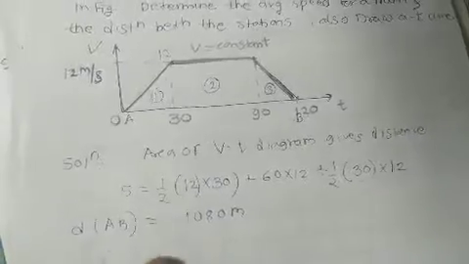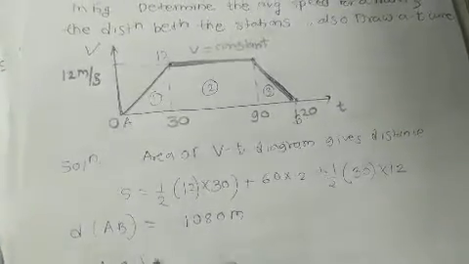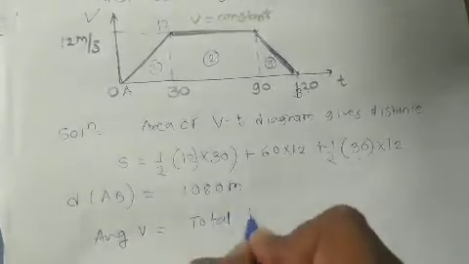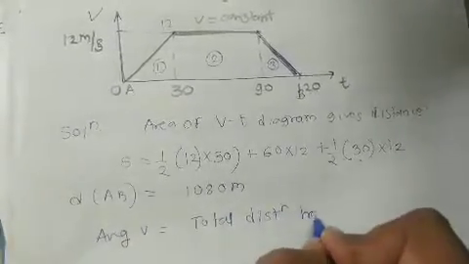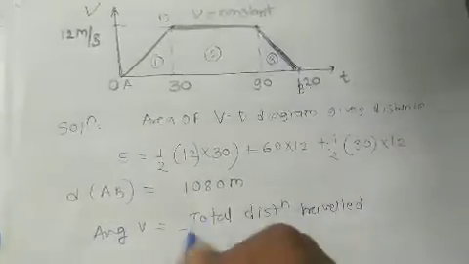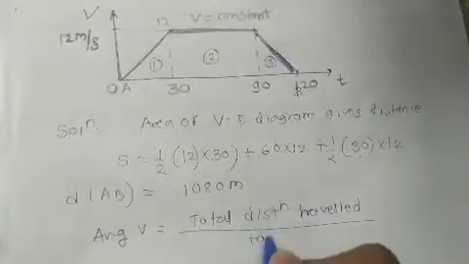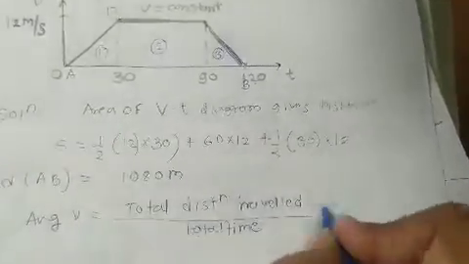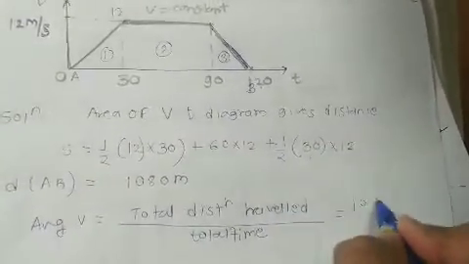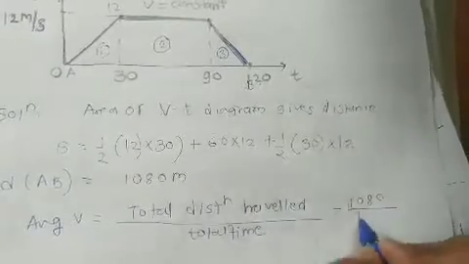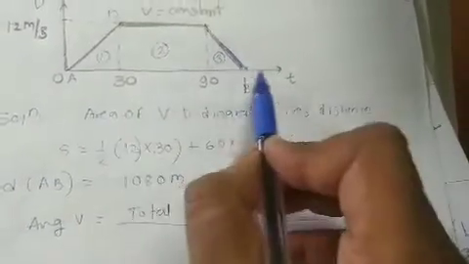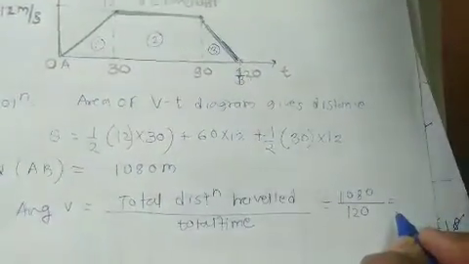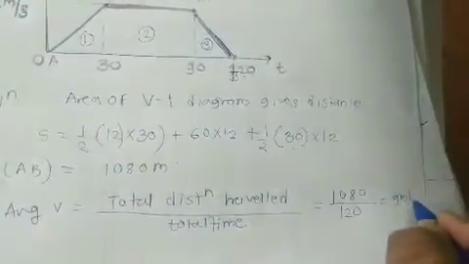Now we need to find out the average speed or average velocity of the train, and that is equal to total distance traveled divided by total time. So total distance traveled, as we found in the earlier step, is 1080, divided by total time, which is 120 seconds, given in the problem. 120 is the total time. So we'll get average speed equal to 9 meter per second.